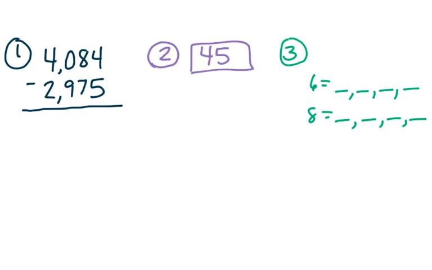So on your whiteboard, we're going to do 3 warm-up problems. Would you please, on your whiteboard, go ahead and take 4,084 and subtract 2,975 from it. Then for number 2, you're going to write all the factor pairs of 45.